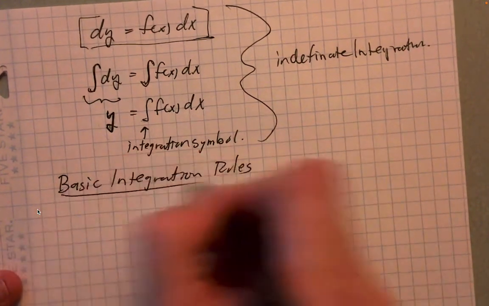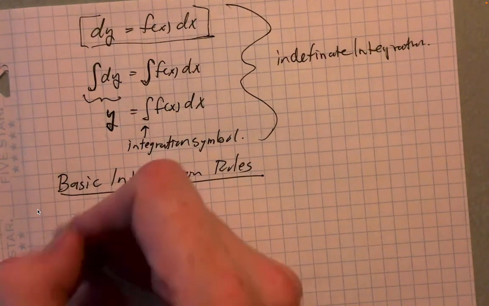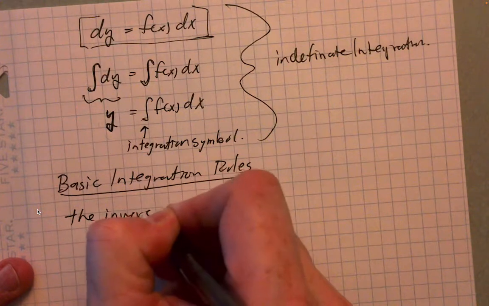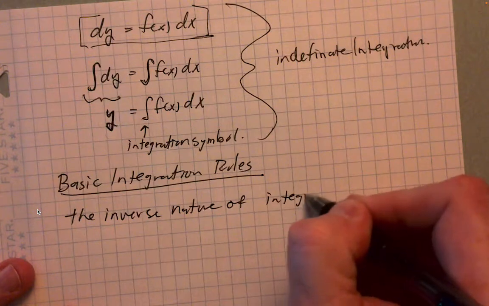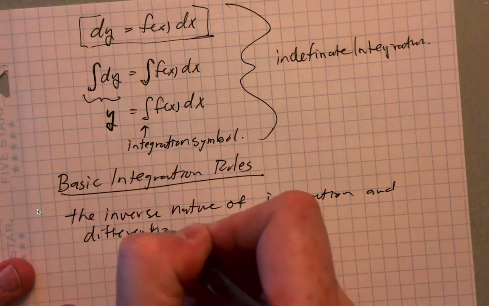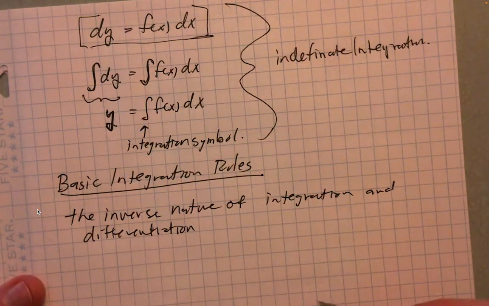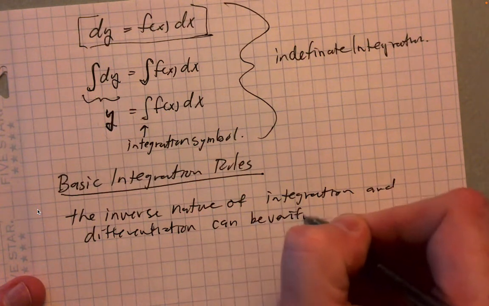Okay, basic integration rules. Now, integration and differentiation are going to be inverse. They have inverse natures. Okay, so the inverse nature of integration and differentiation can be verified as follows, right? So, right, it can be verified. So let's talk about that for a second.